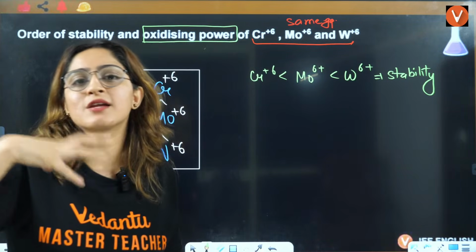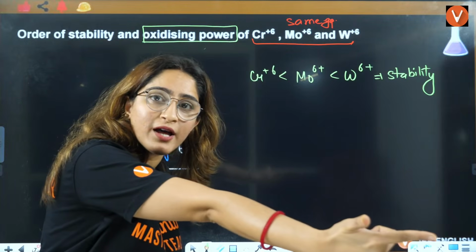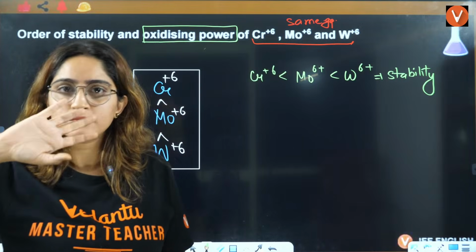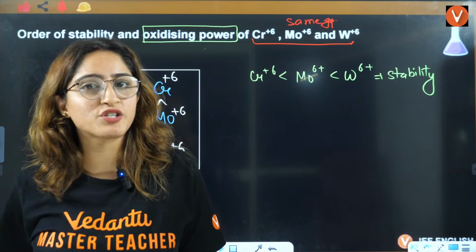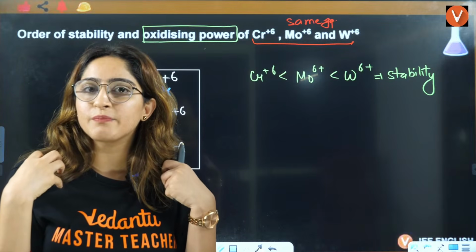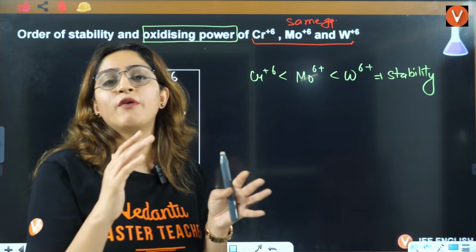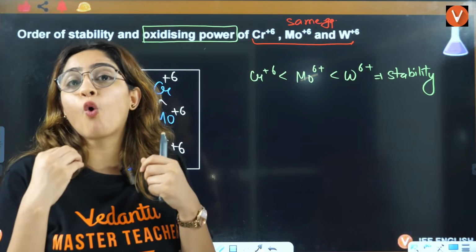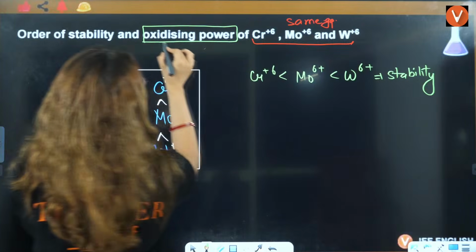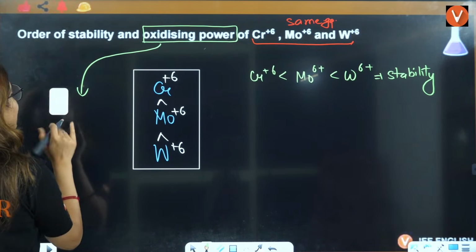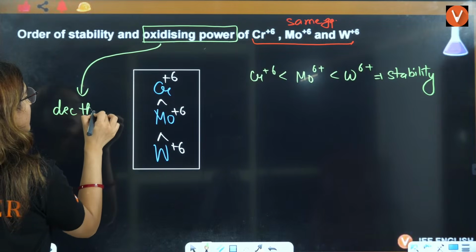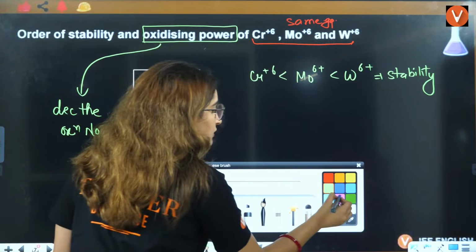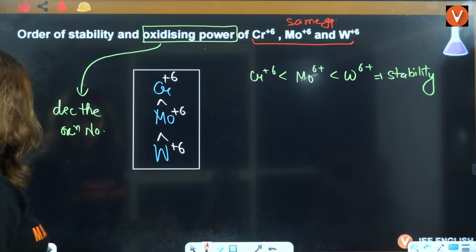Oxidizing power means something wants to oxidize someone, right? We have learned this in electrochemistry. Do you remember we have done the electrochemistry chapter before this, right? Oxidizing power means to oxidize someone. That means itself it wants to get reduced. Itself it wants to decrease the oxidation number. That means the ability to go to a lower oxidation number.